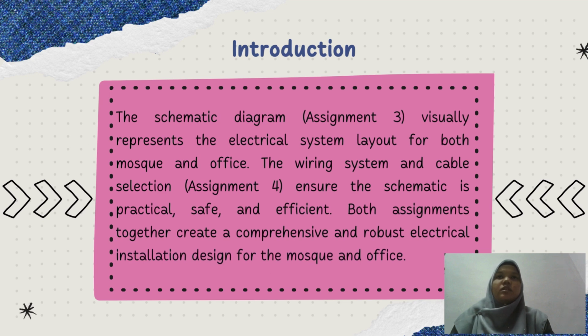The schematic diagram, assignment 3, visually represents the electrical system layout for both MOS and office. The wiring system and cable selection, assignment 4, ensure the schematic is practical, safe and efficient. Both assignments together create a comprehensive and robust electrical installation design for the MOS and office.